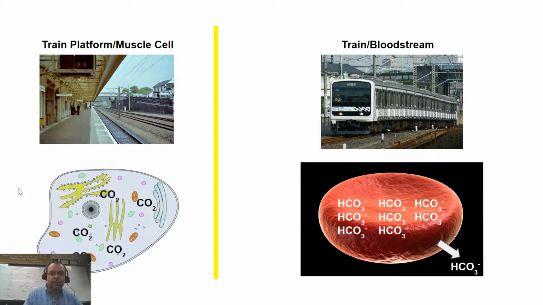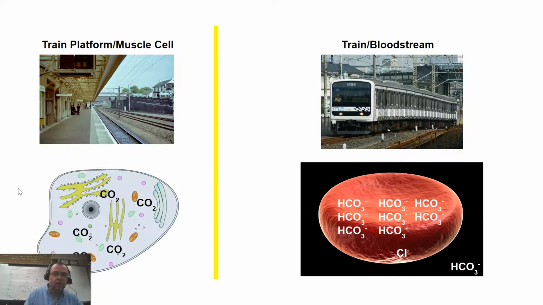Because it's diffusing out and taking a negative charge away with it, we need to replace that negative charge. This is where chloride comes into play. Chloride will shift into the red blood cell, and they will effectively swap spaces. From here on out until we get back to the lungs, chloride will be inside the red blood cell and HCO3- will be outside the red blood cell. We call this the chloride shift.